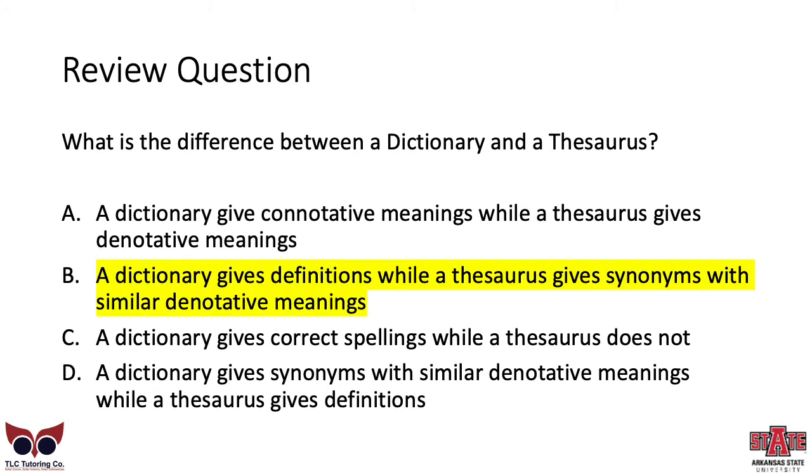The correct answer is B. The difference between a dictionary and a thesaurus is that a dictionary gives definitions while a thesaurus gives synonyms with similar denotative meanings.